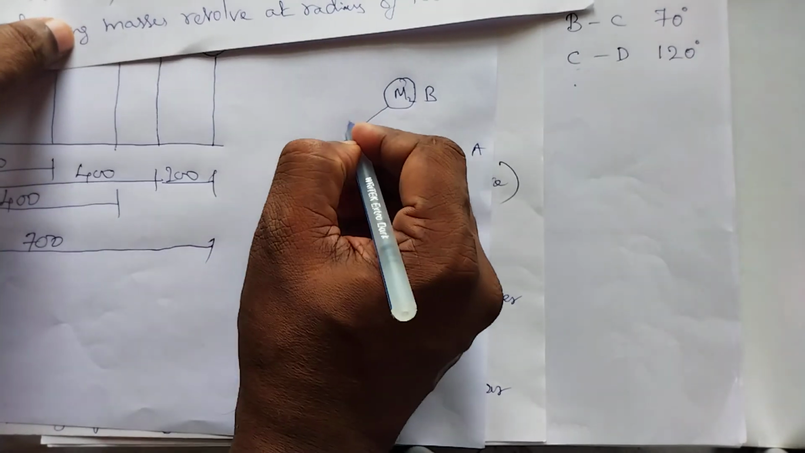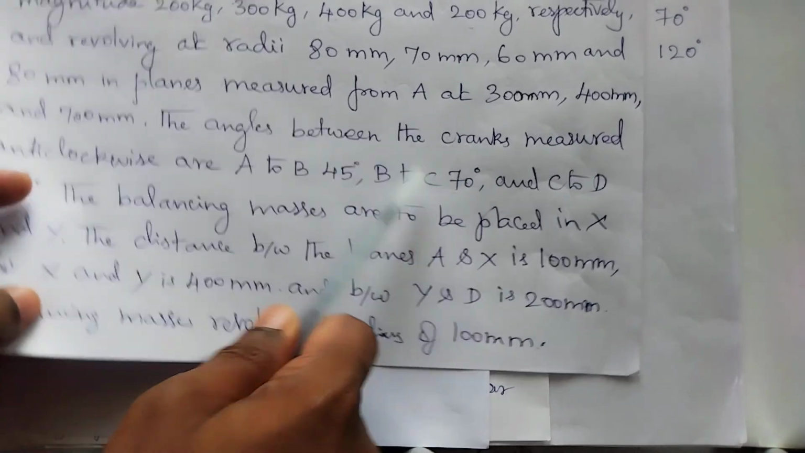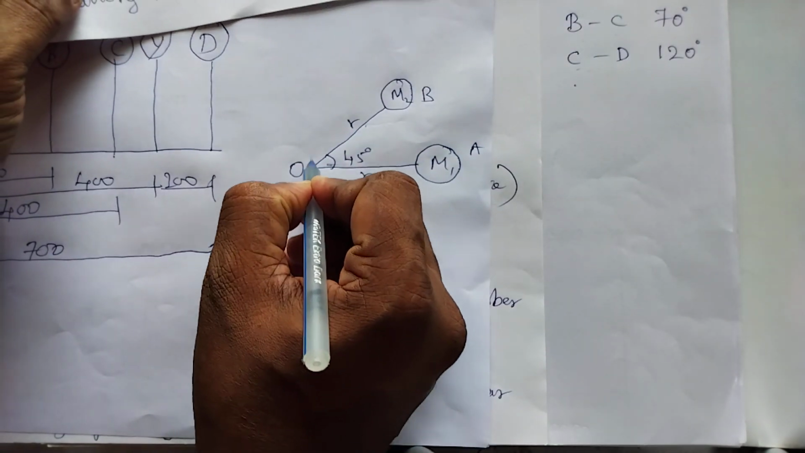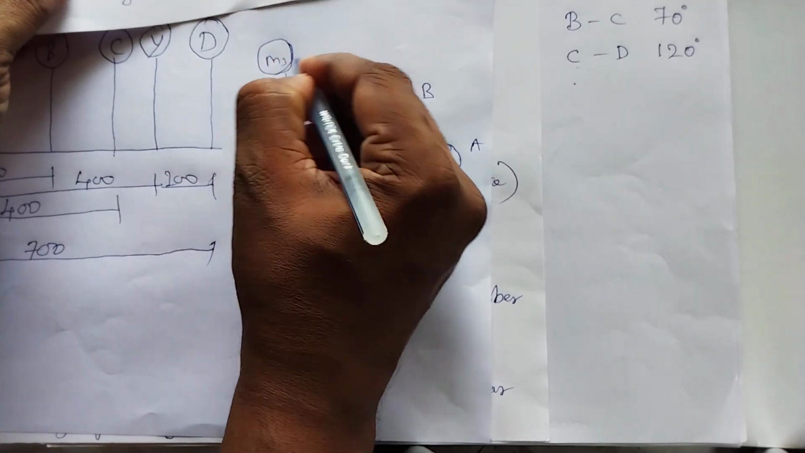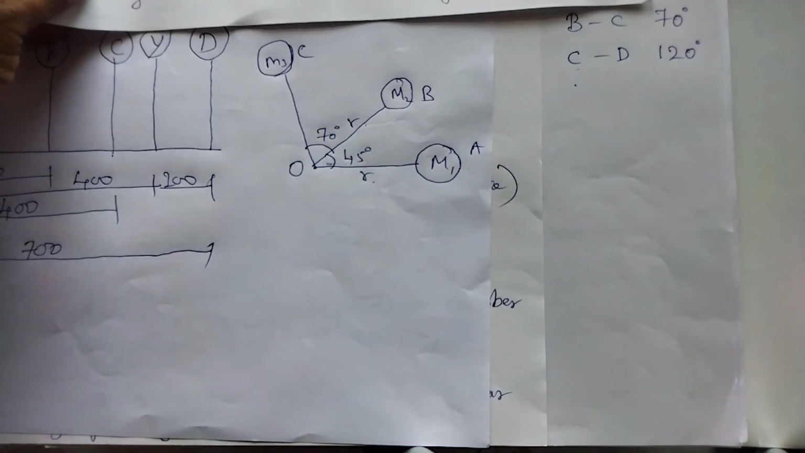Corresponding radius. So next one, B to C, it is 70. So this is B mass. From B to C it is 70. So I am going to draw here. So this is mass 3. So this angle is 70 degree.